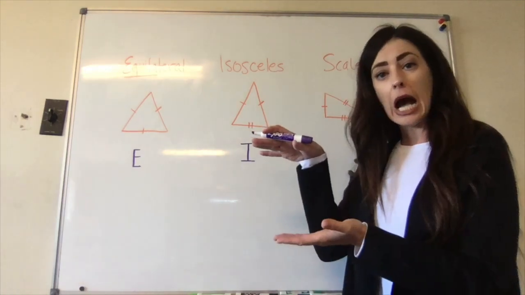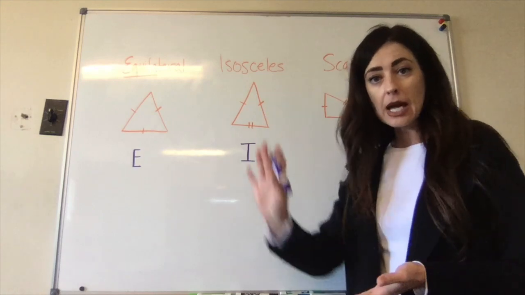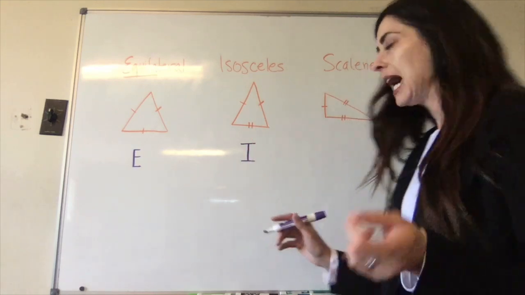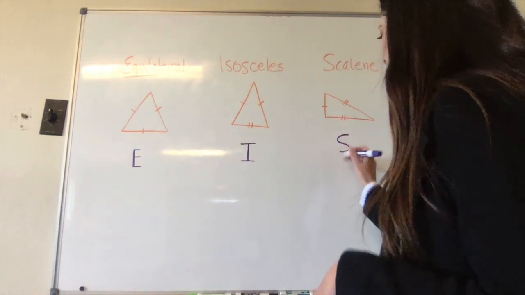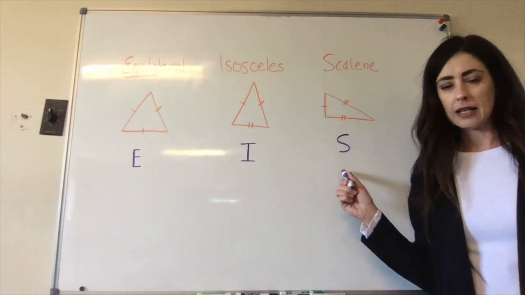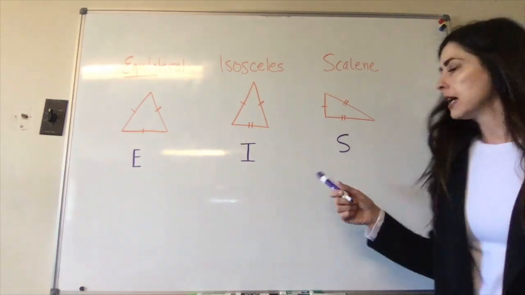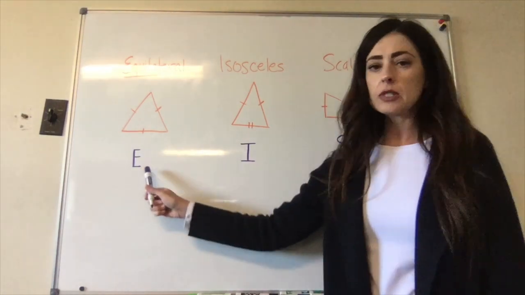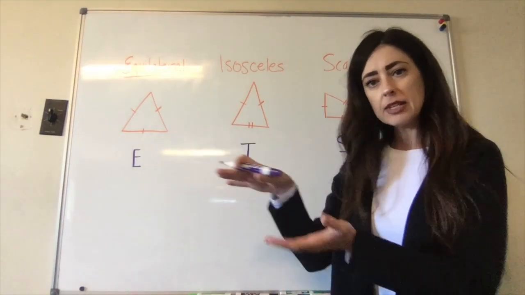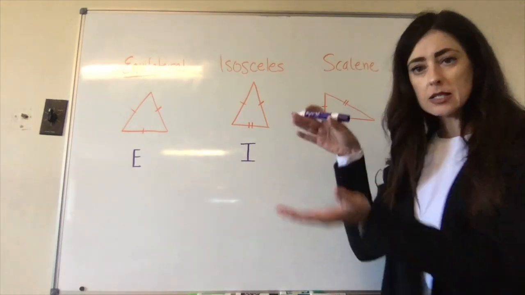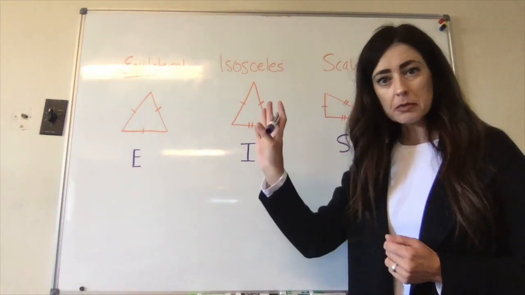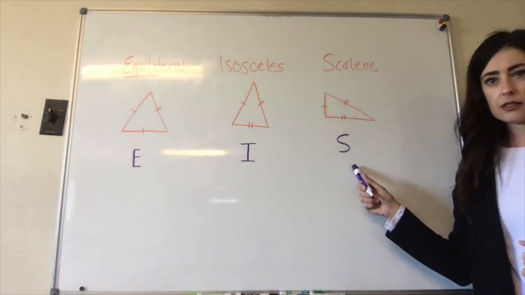Top and bottom of an I are the same length. The up and down portion of the I is a different length. And then with a scalene, how many sides are equal in an S? Zero, right? It doesn't have any sides. It's a curve, right? So we can remember three equal sides with the legs that come off the E, two equal sides on the top and bottom and one that's different going up and down, and no equal sides.